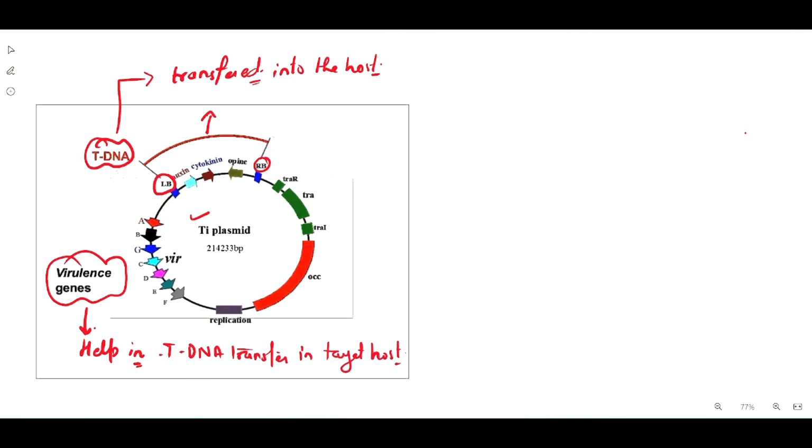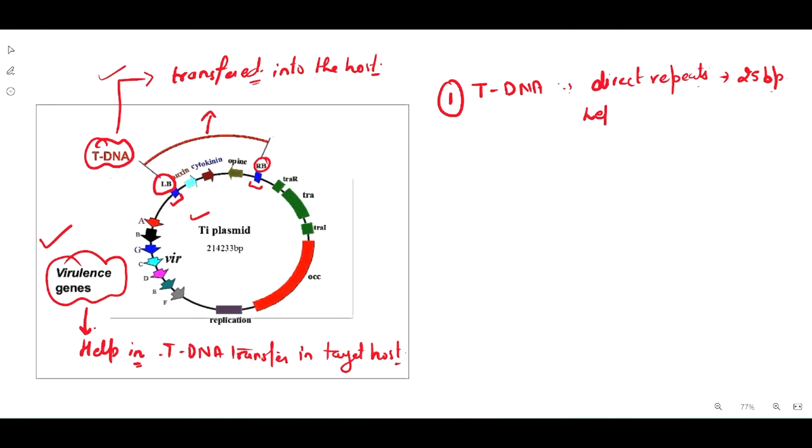Now we are going to discuss these two regions. Let's talk about the first region, the tDNA region. As you can see in this image, it is flanked by two border sequences called direct repeats, consisting of 25 base pairs, known as the left border and the right border.